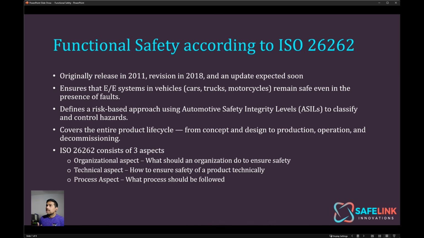Just like any other safety standard, the ISO 26262 consists of three aspects. There is an organization aspect, which is what should an organization do to ensure safety of the product that it's building. There is a technical aspect, which is how do I technically make this product safe? How do I make the software safe, the hardware safe, the system safe, or even the manufacturing safe? Then there is the process aspect, which is when I'm doing a safety activity, how do I ensure that the right process is followed so that there is no non compliance?